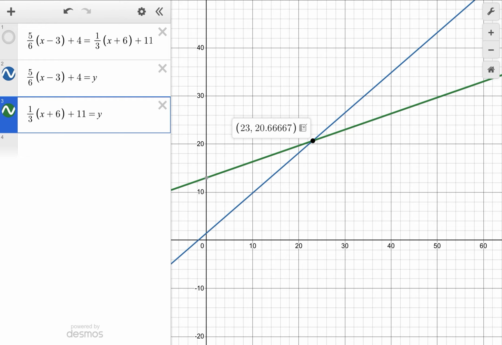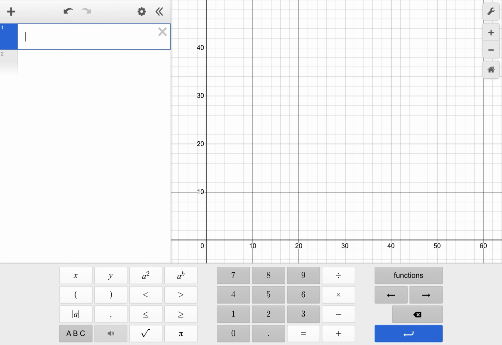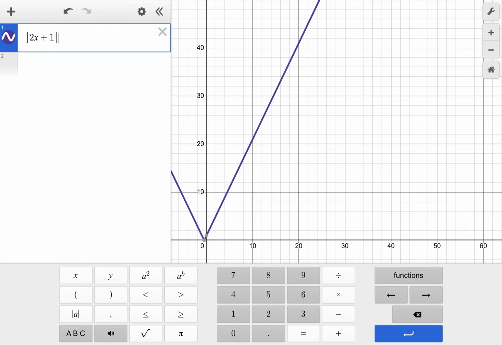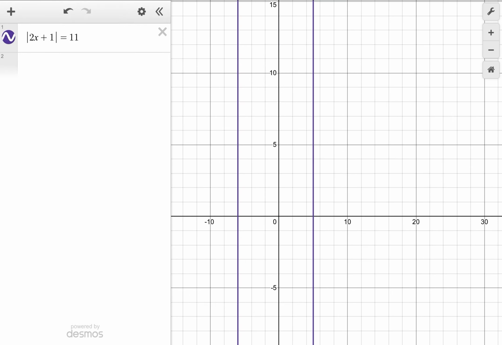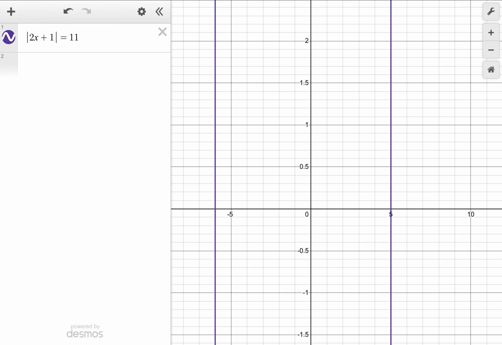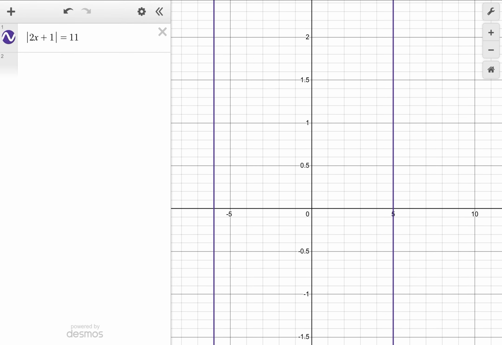Okay, now I'm going to show you some instances where you might get two solutions, and this is where Desmos is really useful. So, for example, let's say you have the equation, with the absolute value on the left side here, and all of this equals a number like 11. Why is this important? Well, because Desmos can literally just point the solutions out for you. As you can tell, you have -6 and 5 as your solutions here.